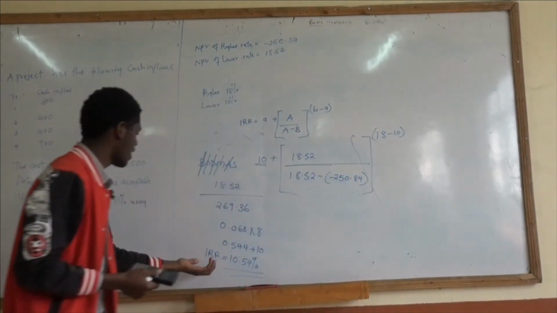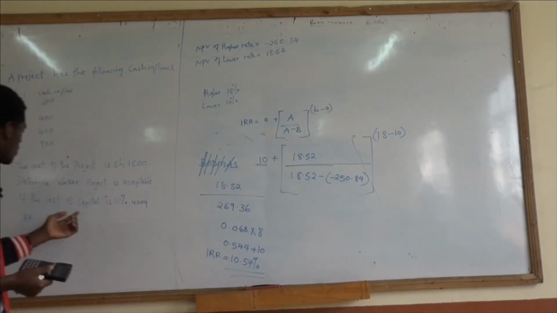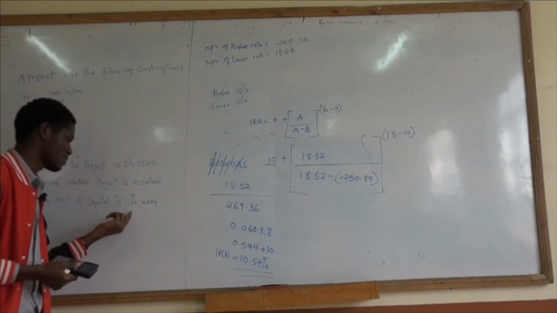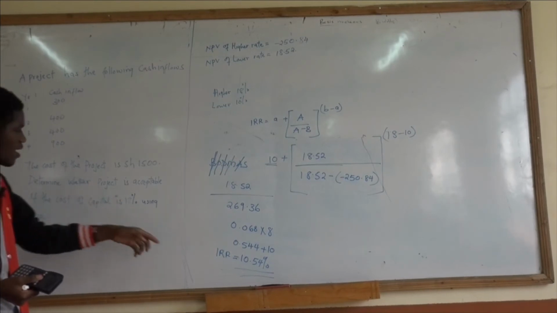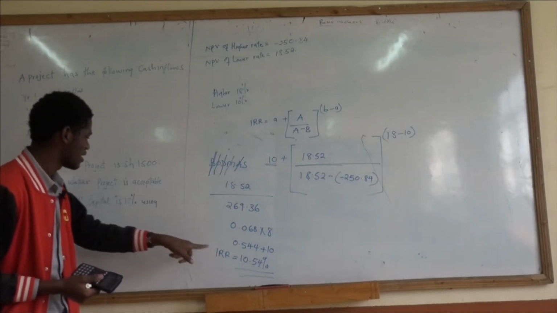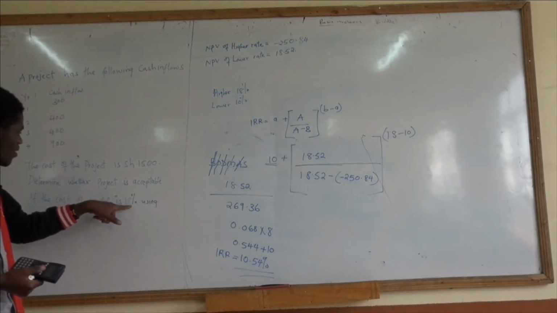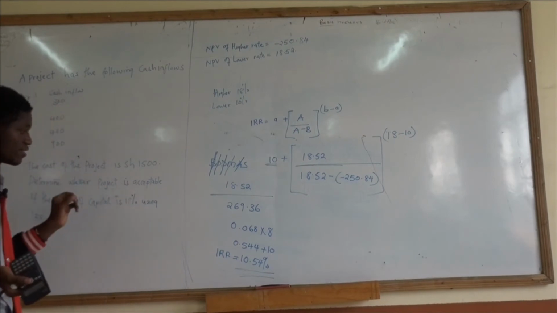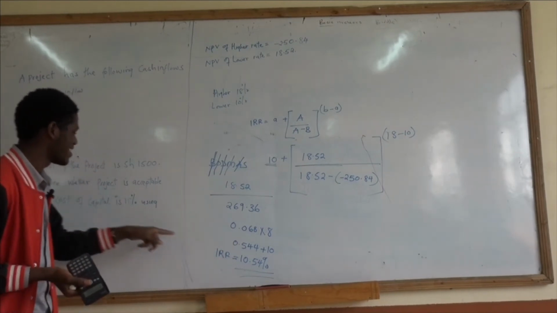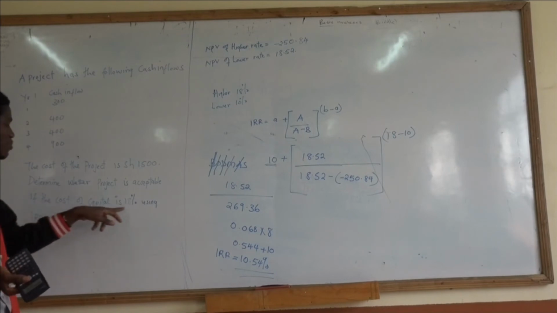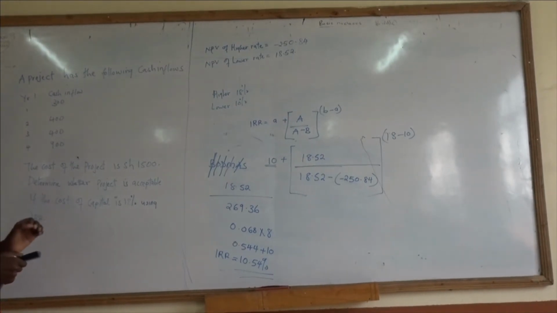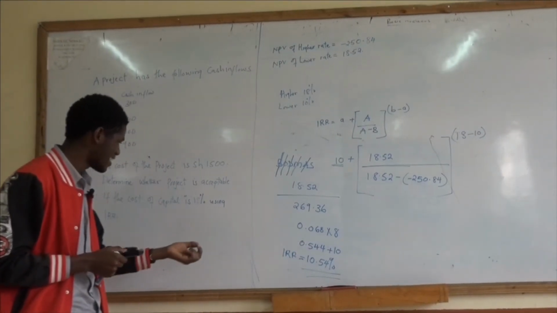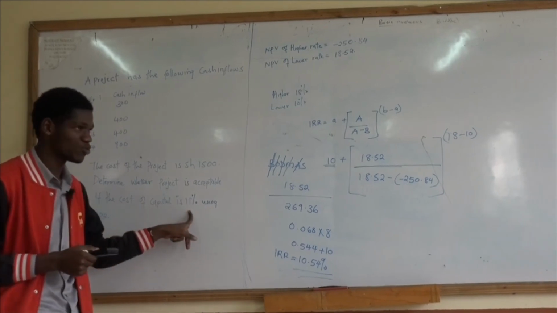When we are asked to advise the management on whether to accept the project or reject the project, we need to compare our internal rate of return with the cost of capital. In this case, our cost of capital was 18%. So if our internal rate of return is greater than our cost of capital, we need to accept the project. But if our internal rate of return is less than our cost of capital, we need to reject that project. In this case, our internal rate of return was lesser than our cost of capital, which was 18%.